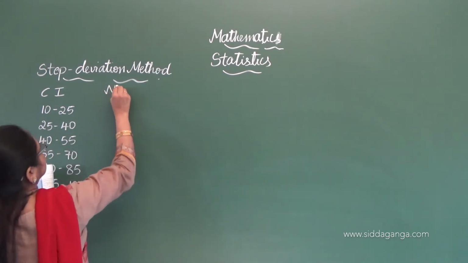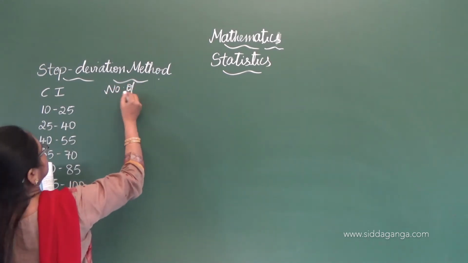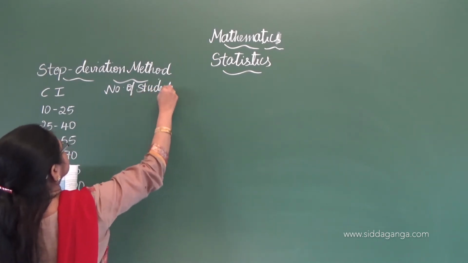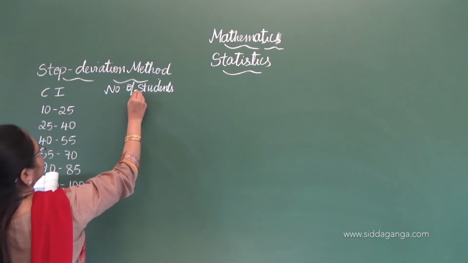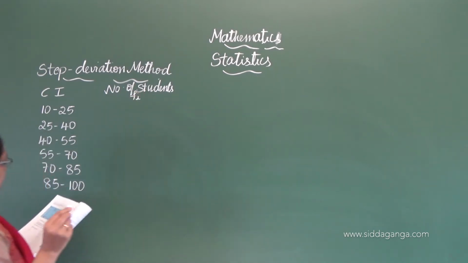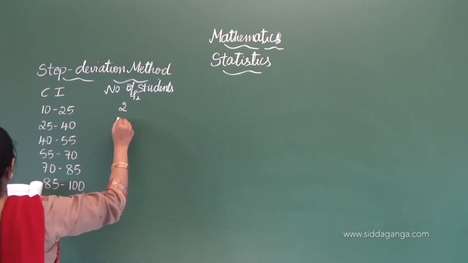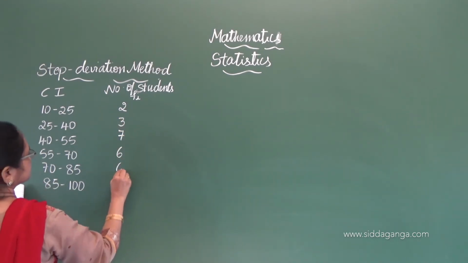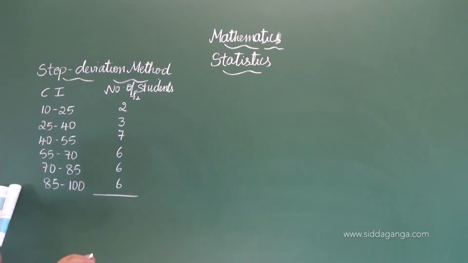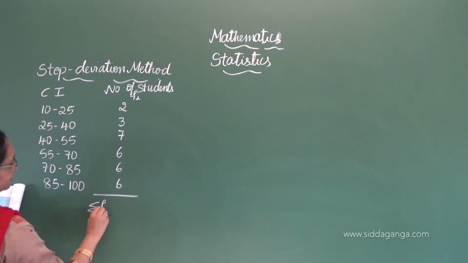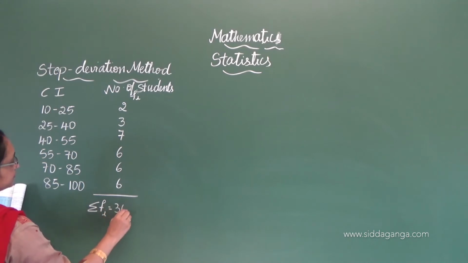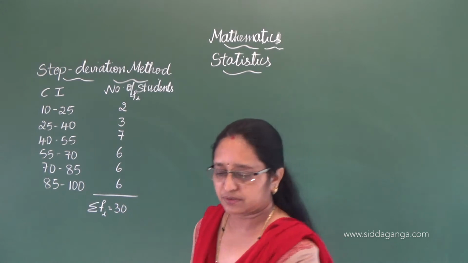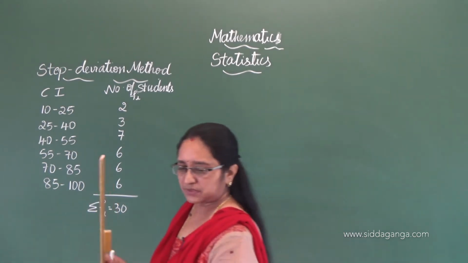Next, the number of students, which as you all know is Fi: 2, 3, 7, 6, 6, 6, and the total, sigma Fi, is 30. So this is the question we have now. Now let us work it out.